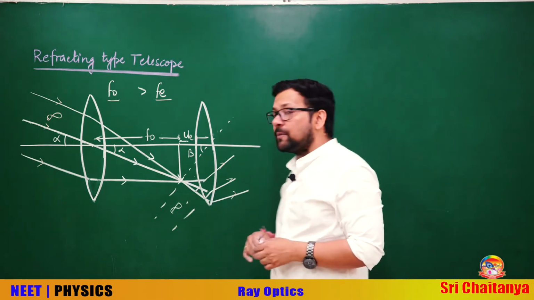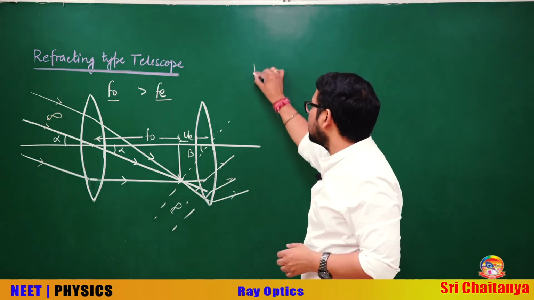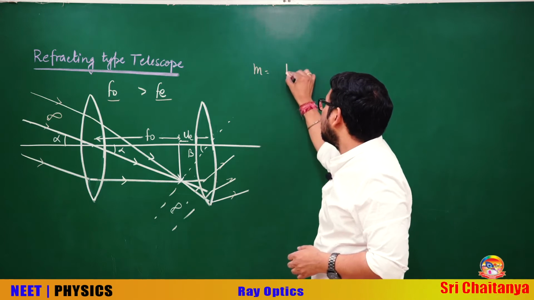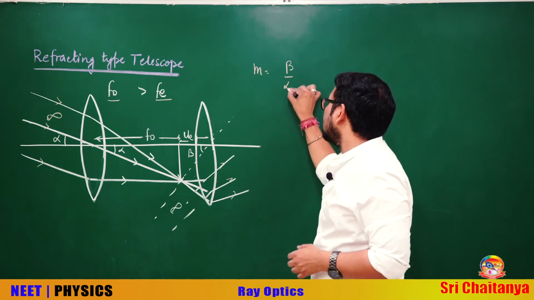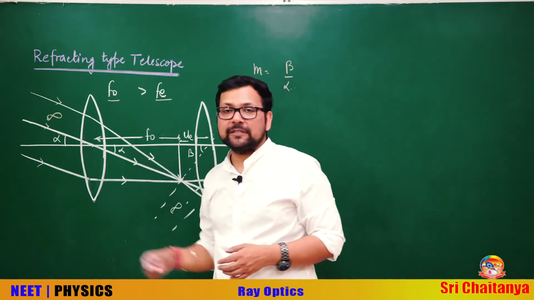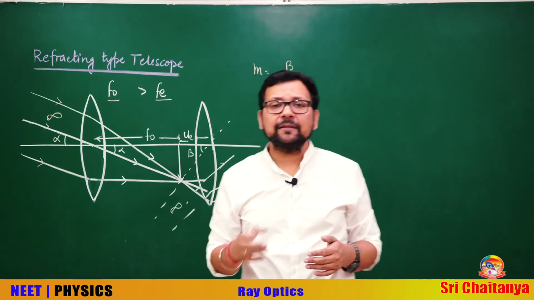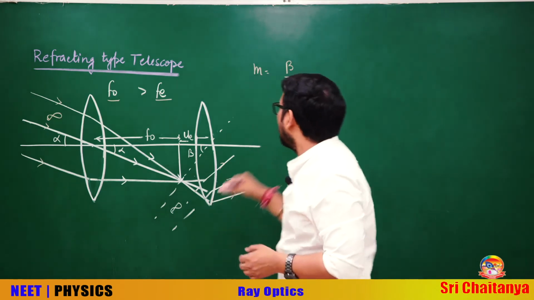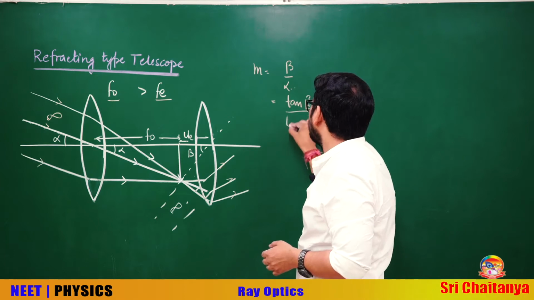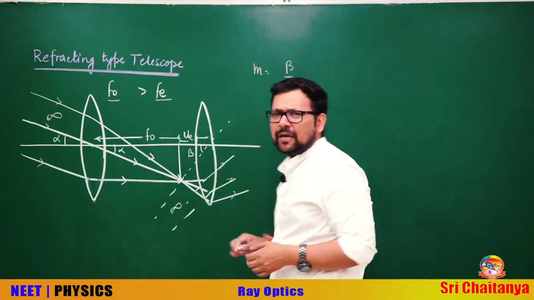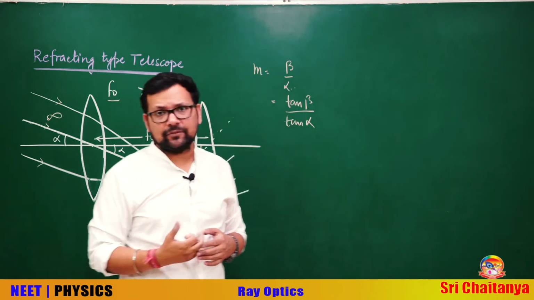In this, when it comes to magnification, we use angular magnification. Angular magnification means you have to write the angle formed by the image upon the angle formed by the object. So, this is beta by alpha, or we can say the angle at the eyepiece divided by the angle at the objective. Now, it is tan beta upon tan alpha. Angles are small, so we can write beta as tan beta, alpha as tan alpha.